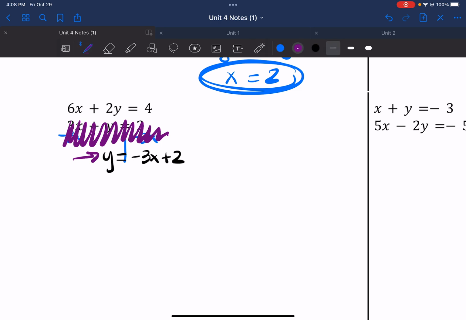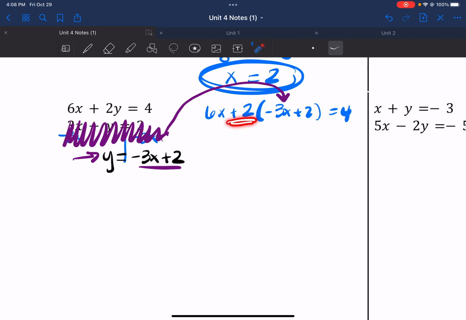So I'm gonna write it over here, 6x plus 2y, but y is equal to what? -3x plus 2, parentheses equals 4, right? This part right here goes right there. All right, what's next? We need to basically solve for x, combine like terms, so I need to distribute. Let's go ahead and distribute.